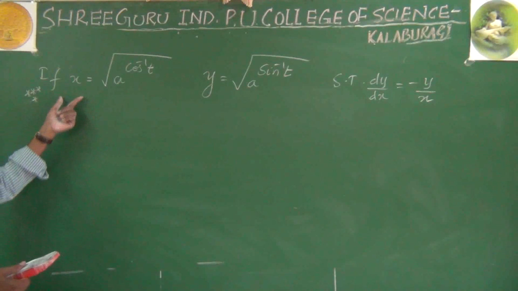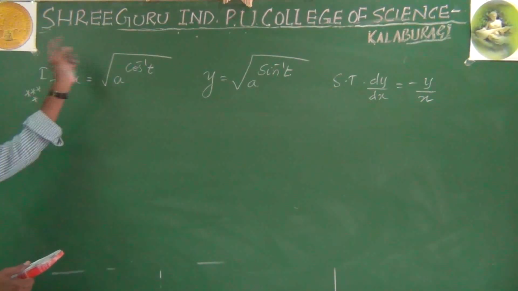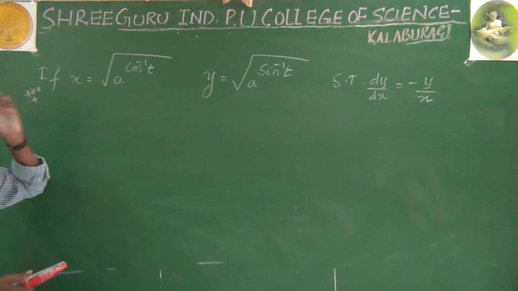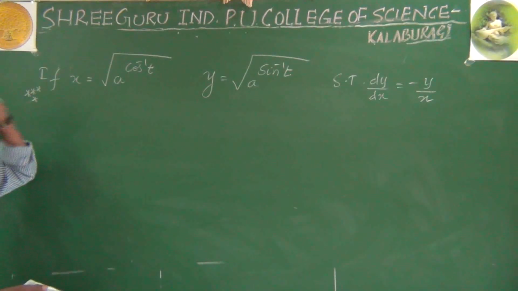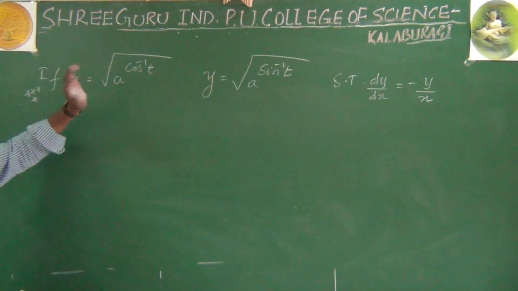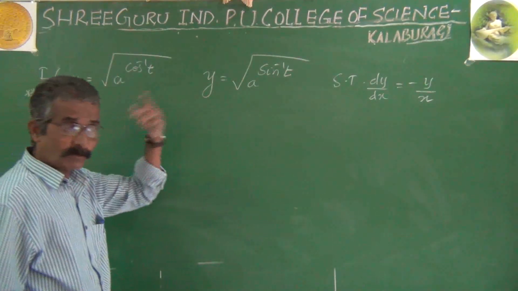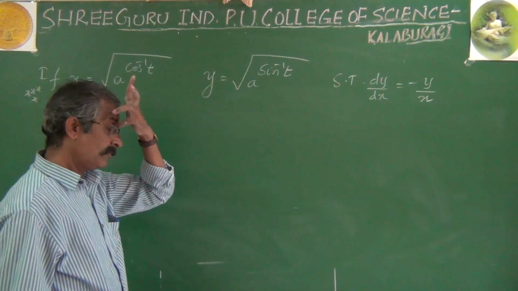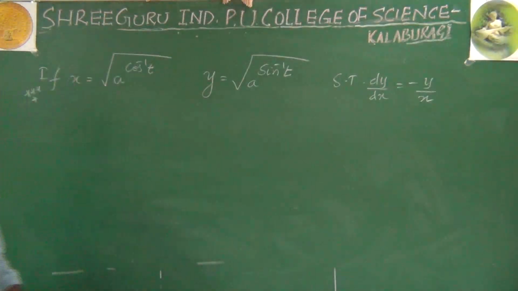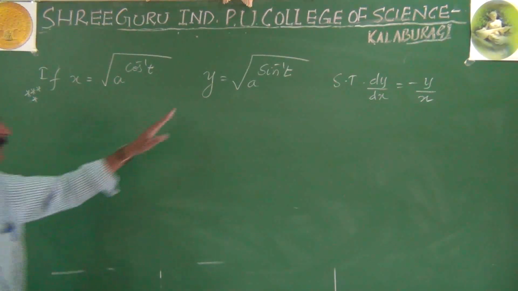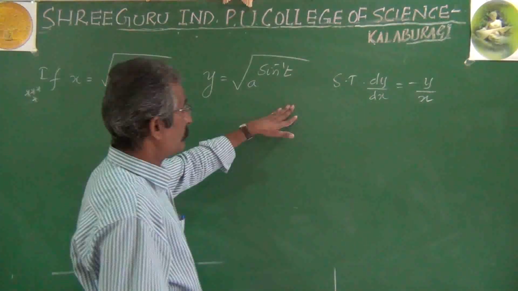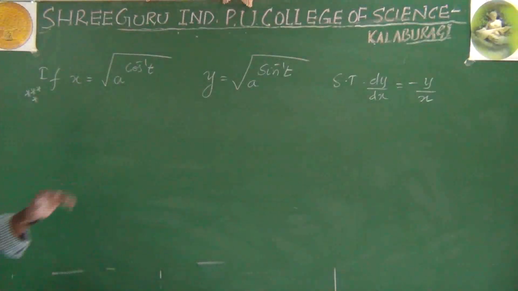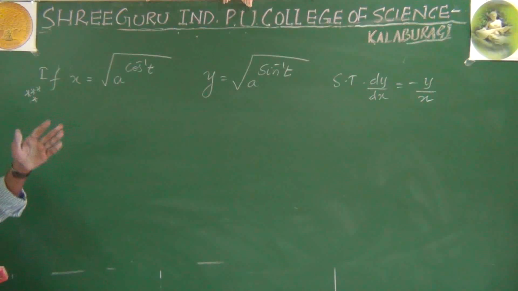Like this: dx by dt, differentiation of a square root function is 1 by 2 into square root of the function, multiplied by the differentiation of a power cos inverse t, which is a power cos inverse t into log a into the differentiation of cos inverse t, minus 1 by root of 1 minus t square. Like that you get it for dy by dt also. Then take the formula for dy by dx and simplify. You will get the same answer as we have written on the board.